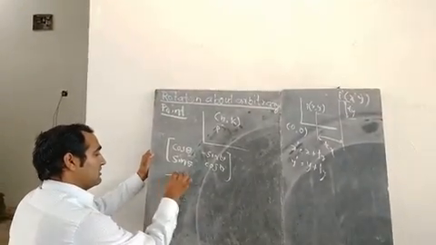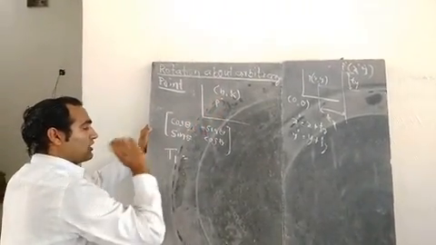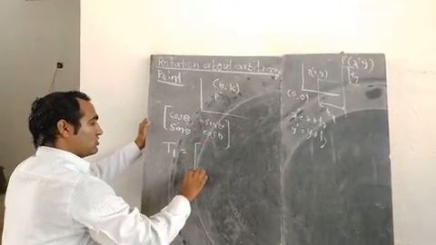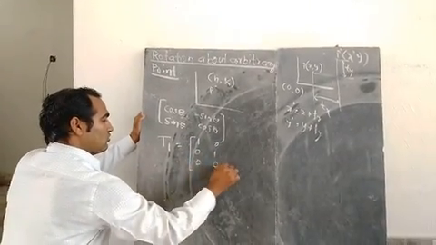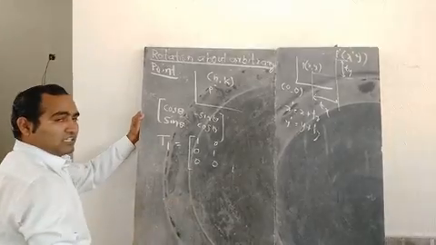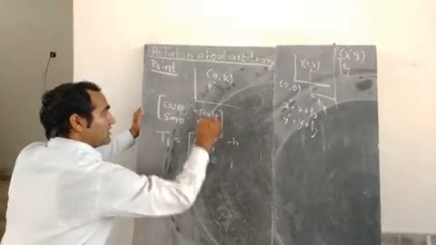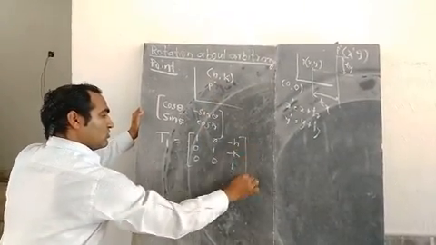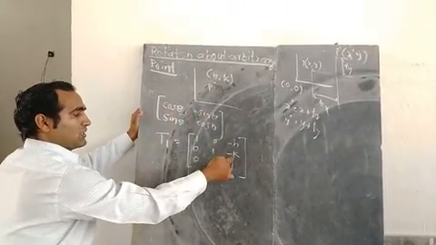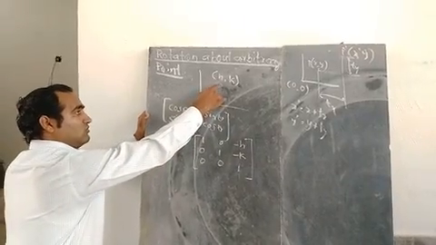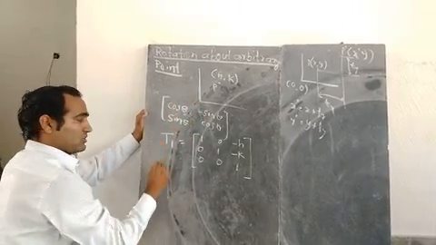Translation T1. To bring this point to the origin, I need to translate it. I am going to use the homogeneous coordinate system, that is 1 0 tx, 0 1 ty, 0 0 1. Here tx is minus h and ty is minus k. Why? I want to bring this to the origin, that is 0 0. So it is minus h and minus k. Now this point has been brought to the origin. Now you can perform the rotation operation T2.